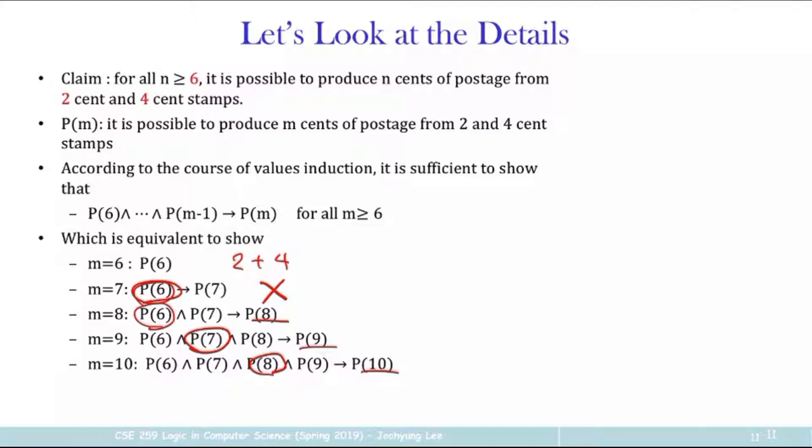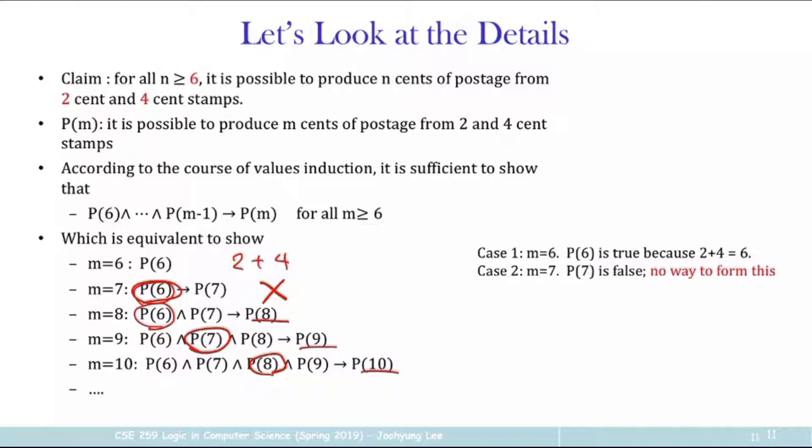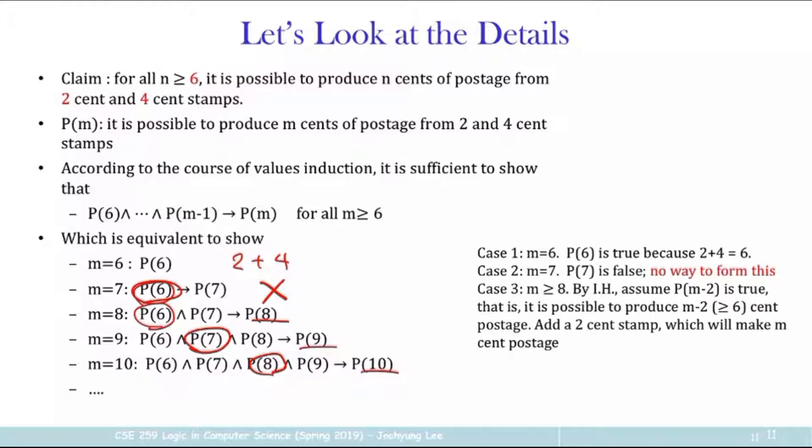All right. Let's look at this one. When m equals 6, we can create it. When m equals 7, we know that P of 7 is false because there's no way to form it. While in case 3, when m is greater than or equal to 8, the inductive step itself is fine. Because if you assume that P of m minus 2 is true, note here that m starts from 8. In that case, k starts from m minus 2, which means k starts from 6. So when m equals 8, k is 6, which is covered by the induction hypothesis.